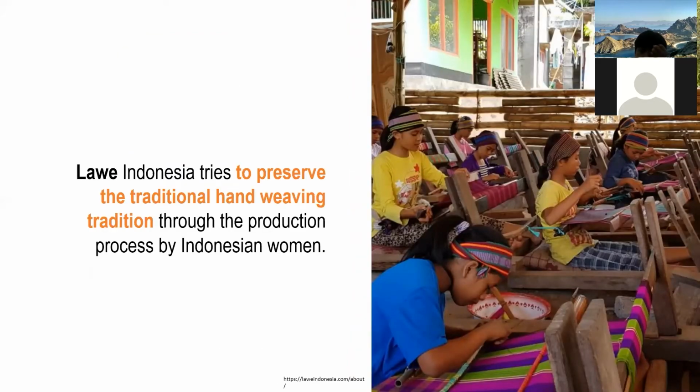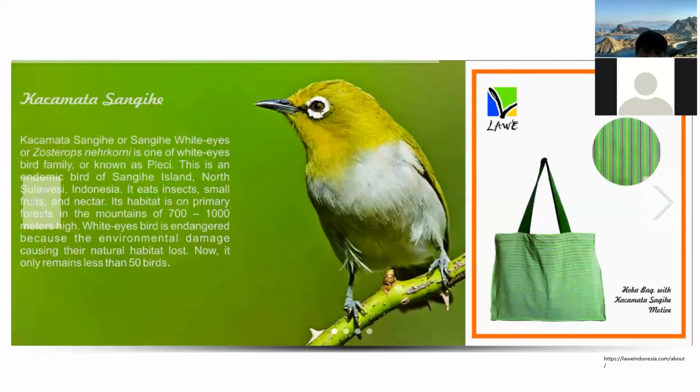This is the photo showing us how they empower the local people. Also, one of the very good and strategic propaganda of this company. And the other thing is when Lawe also wants to conserve the natural environment. For example, like this, they make some narration related to endangered creatures like this bird, the Kacamata Sangi bird. They want to put this campaign about how to conserve these endangered creatures, these local birds, the Kacamata Sangi, by using the composition of its color in this product.